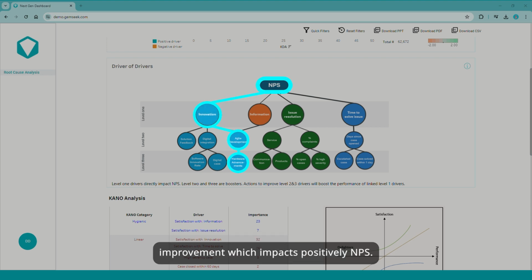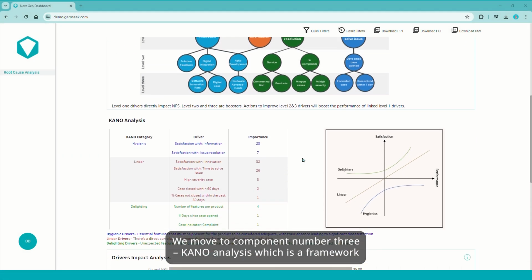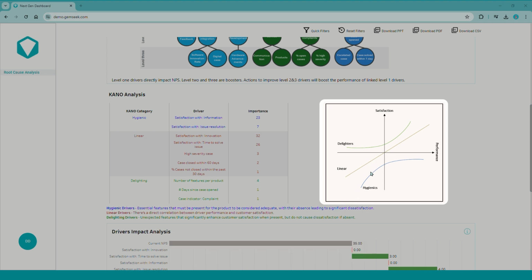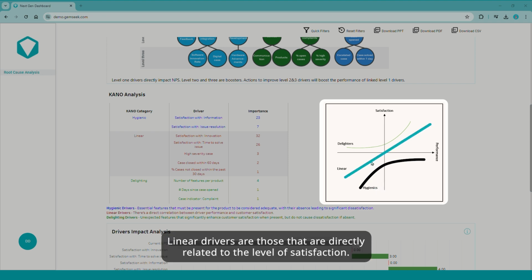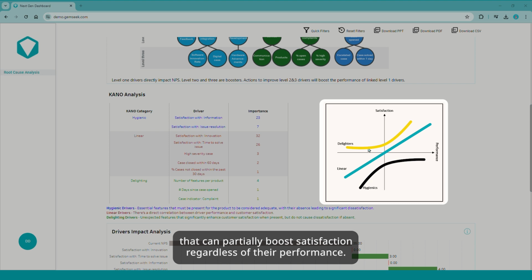which impacts NPS positively. We move to component number 3, Kano analysis, which is a framework that categorizes drivers into basics, linear, and delighters. Basic drivers are those that are expected by customers and are must-haves. Linear drivers are those that are directly related to the level of satisfaction. Delighters are unexpected drivers that can partially boost satisfaction regardless of their performance.